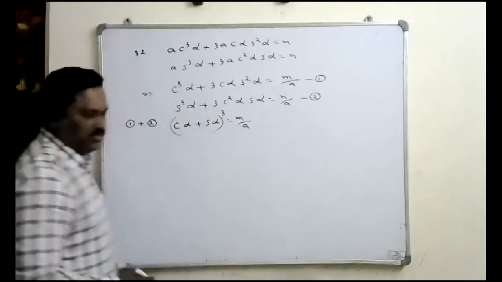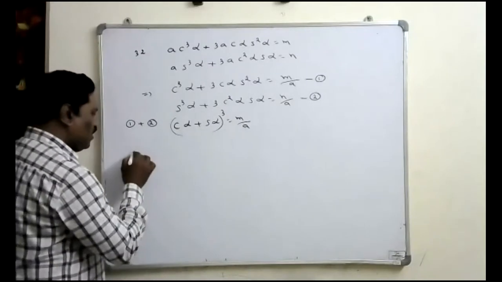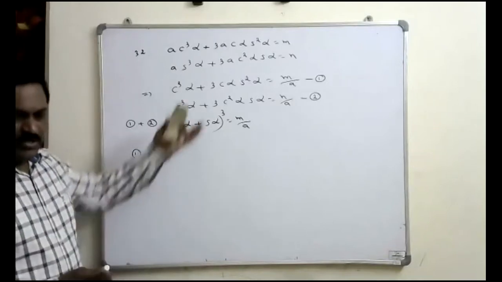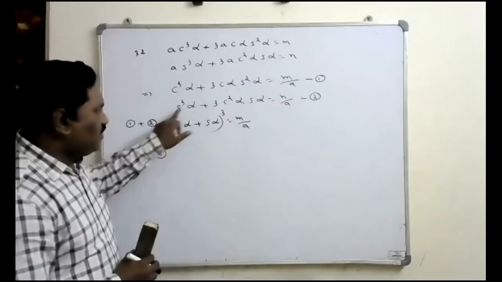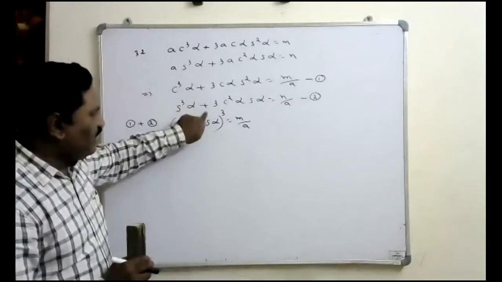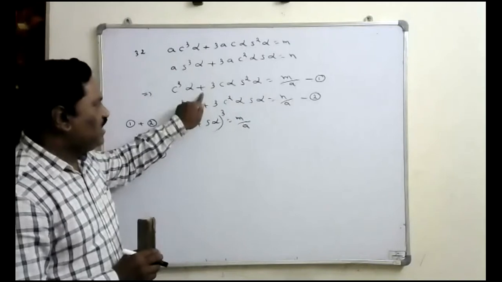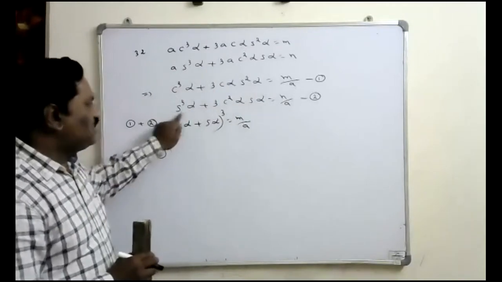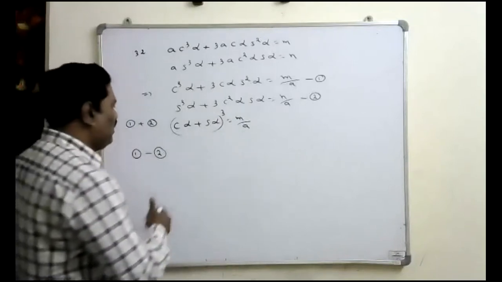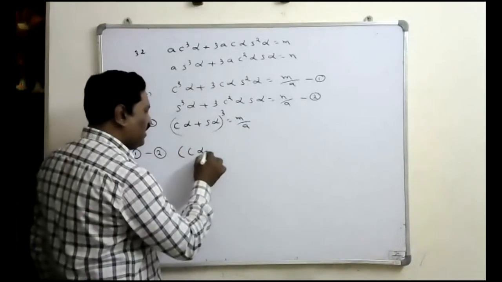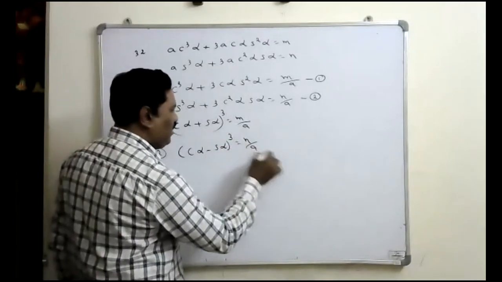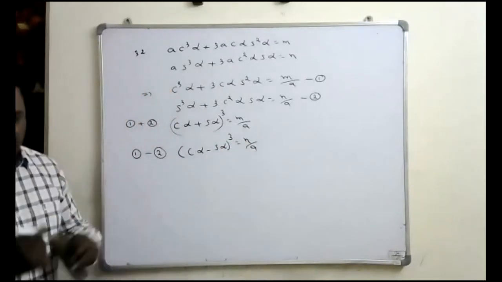This is one relation. And if you subtract them, the sign of the second becomes negative. Then what will we get? a cube minus 3a square b plus 3ab square minus b cube. That is the form of (a minus b) whole cube. That is (cos alpha minus sin alpha) whole cube. It is n by a. These are the two equations we got.